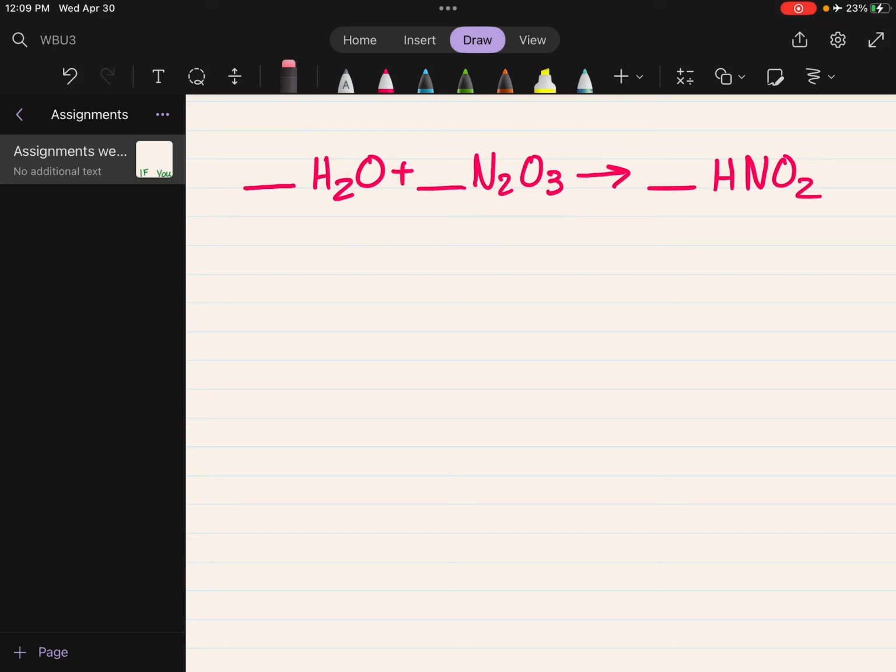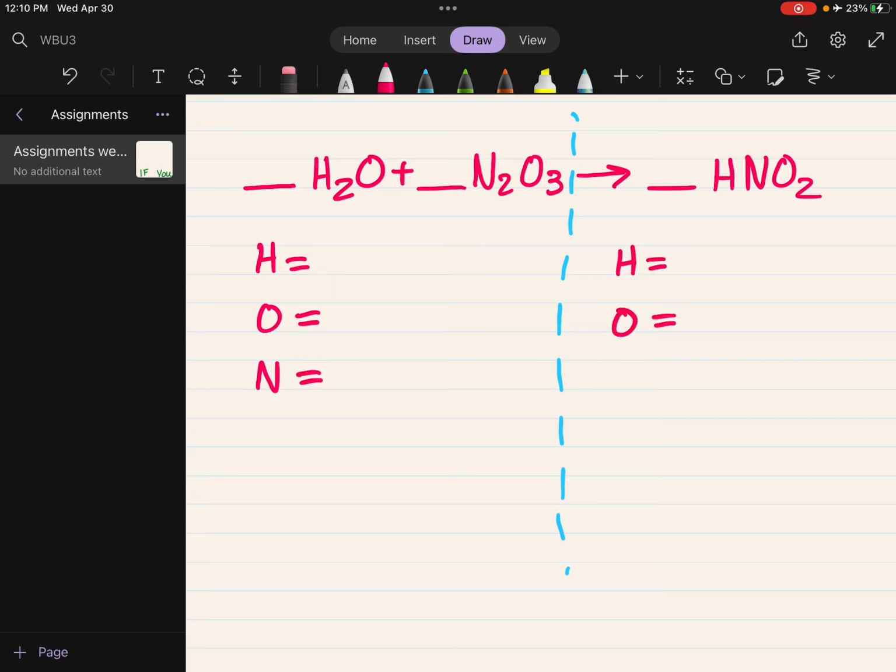So let's blank this out, let's clean this up. So this is what we're going to do. I'm going to split this into a left and a right side. And my first step is going to be to list out all the elements that I have on each side. So on the left side, I have hydrogen, oxygen, and also nitrogen. Same thing with the right side. We're going to have the same elements, so hydrogen, oxygen, and nitrogen.